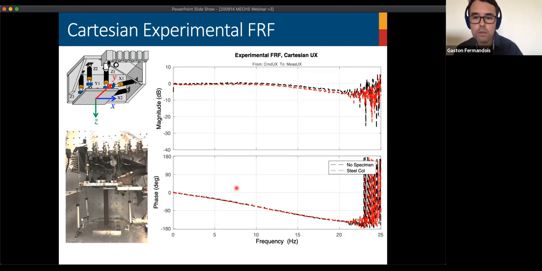There are some issues to consider. First of all, the specimen has an interaction with the dynamic characteristics of your multi-axial loading assembly. So in this case, we have a stiff column. It's a steel bar. And this steel column creates a restriction in the motion of the platform in the vertical direction. In the horizontal direction, the FRF, experimental FRF, without specimen, which is black, and with specimen in red is not too different.